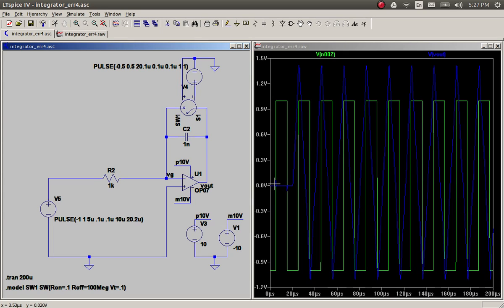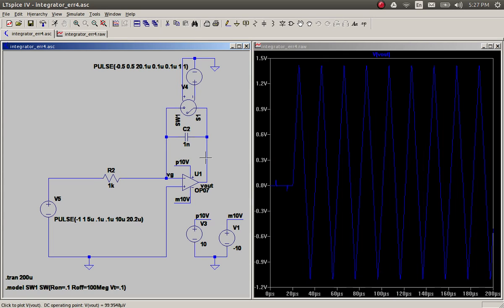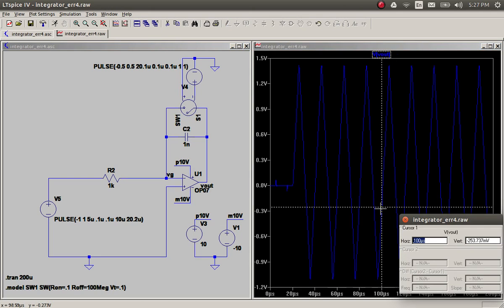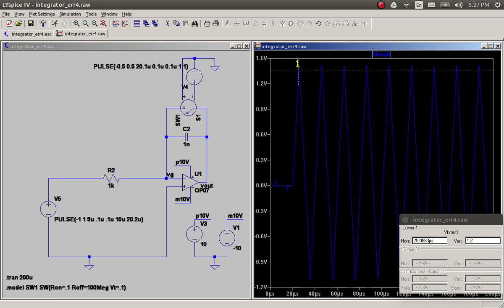It's interesting, there are some glitches here which we had not seen before, but the output is actually very small. Starting at 0, it's asymmetric, it's going up to maybe 1.3, 1.4 volts, and it's going down to, this is 1.2, so 1.1 or so. So what's going on?